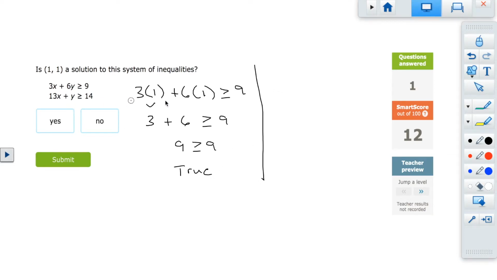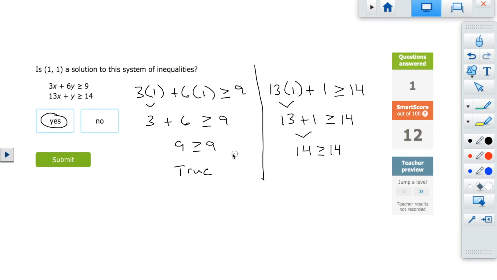Now I'm going to do the second one. I got 13 times 1 plus, for y, I'm just going to plug in the 1. 13 times 1 is 13, plus 1 is 14. And again, because it has the equal to, this is true. So for this, I would click yes, this is a solution to this system of inequalities.